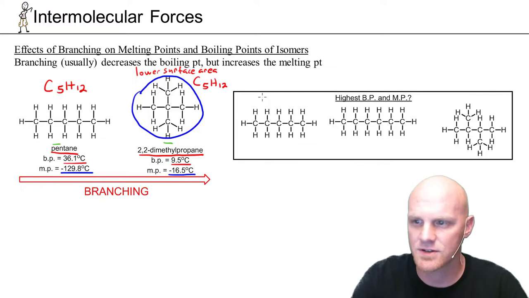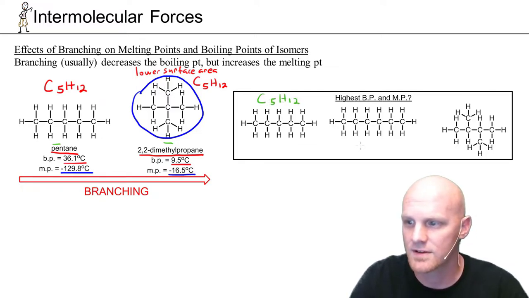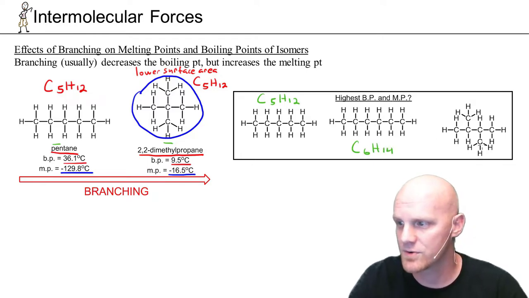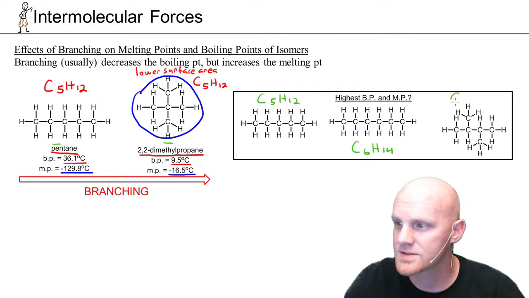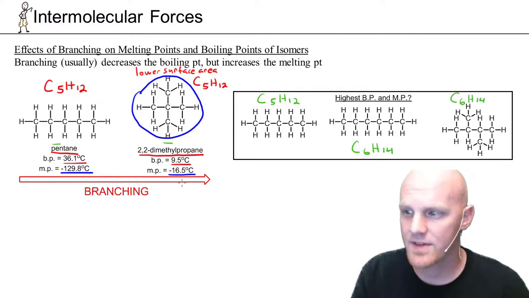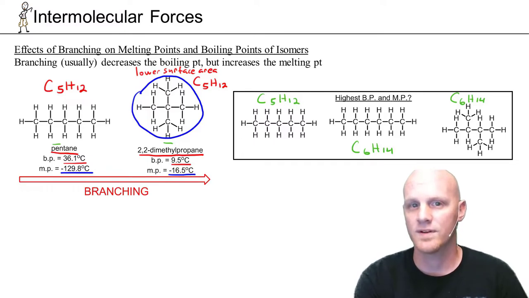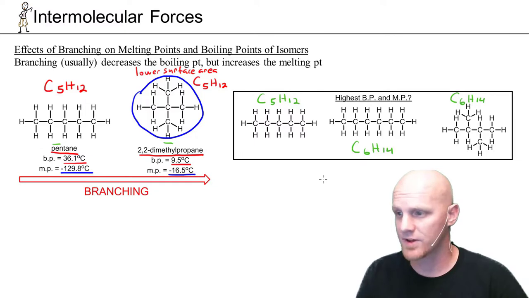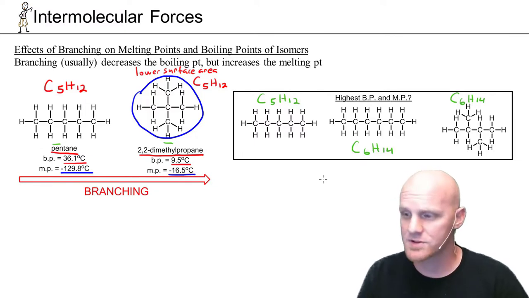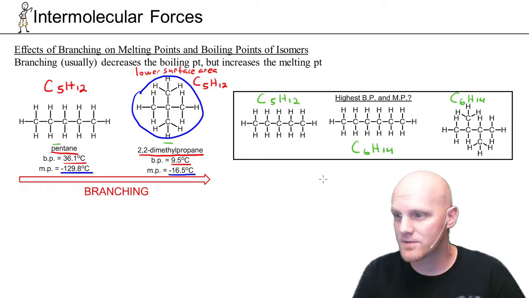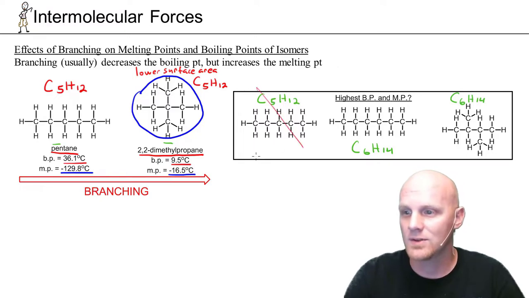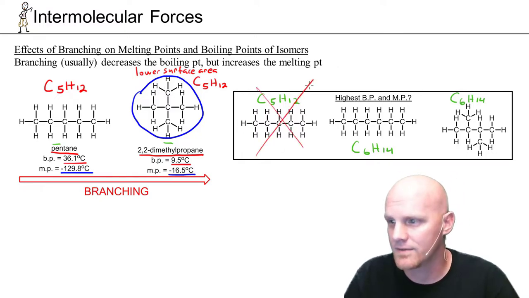So first off, we should just look at these and say, okay, this is C5H12. This guy's C6H14. And this one, 1, 2, 3, 4, 5, 6, is also C6H14. So right off the bat, if I'm looking for the highest boiling point and melting point, branching is not the first thing I should consider. I should just consider who's got the greatest molecular weight. These are all nonpolar, so only London dispersion forces. So greatest molecular weight, greatest surface area. And right off the bat, he loses this battle compared to the other two.